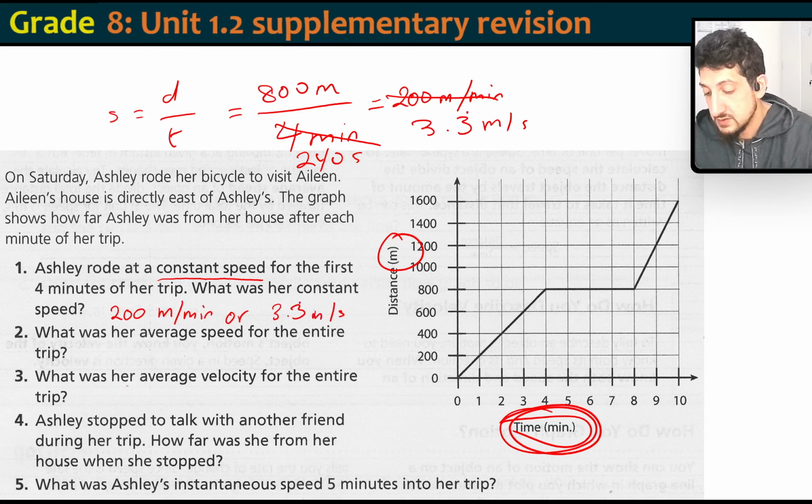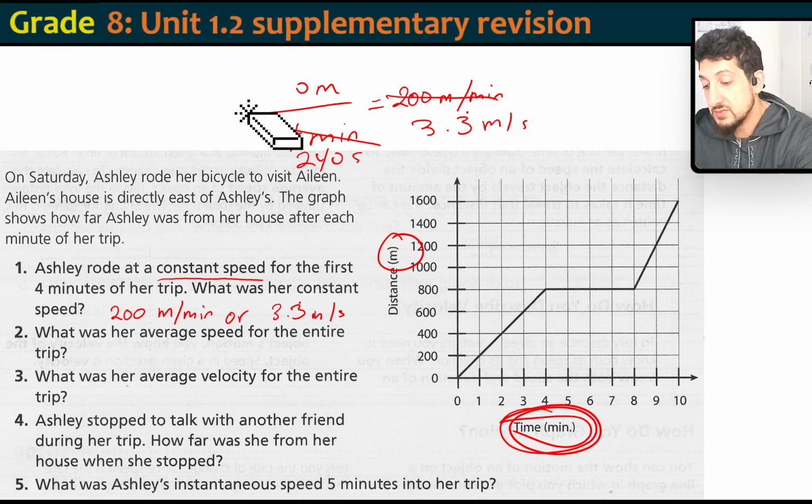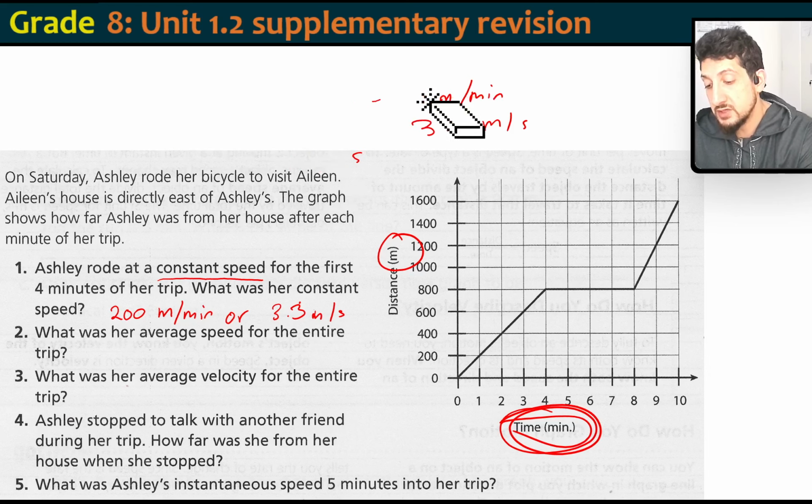Next one, what was her average speed for the entire trip? How do we work that out? For the entire trip, it's going to be total distance divided by total time. The total distance covered divided by the total time it took.